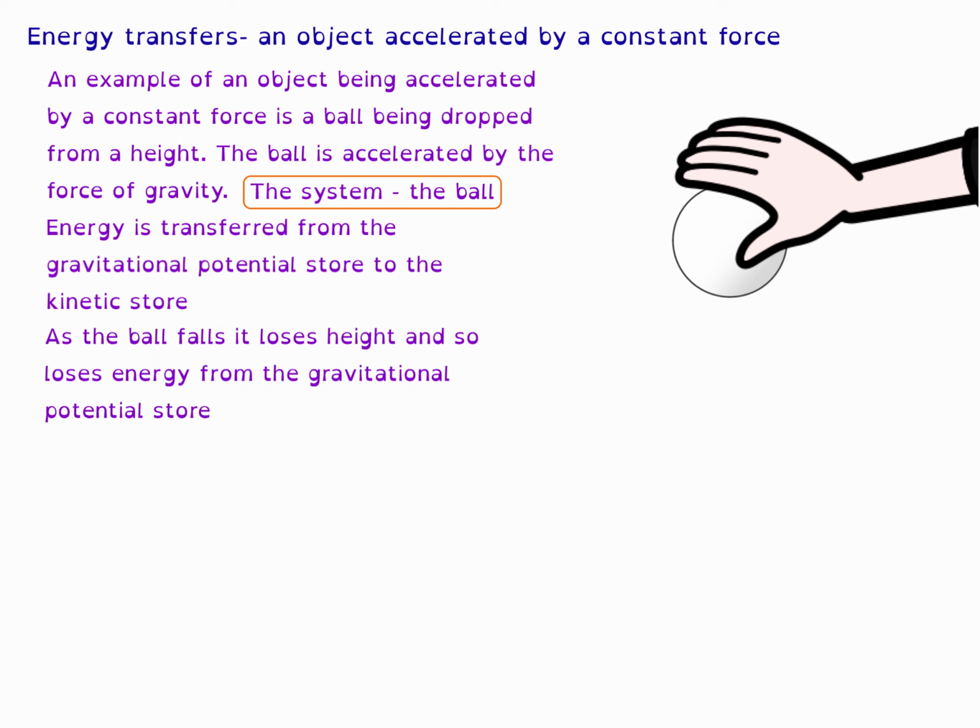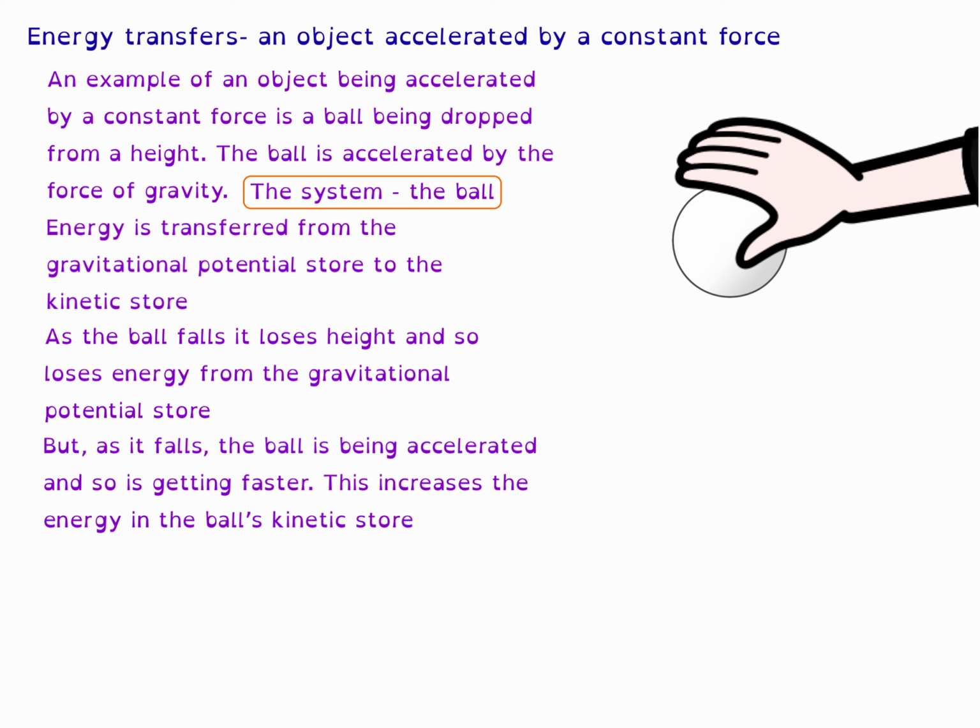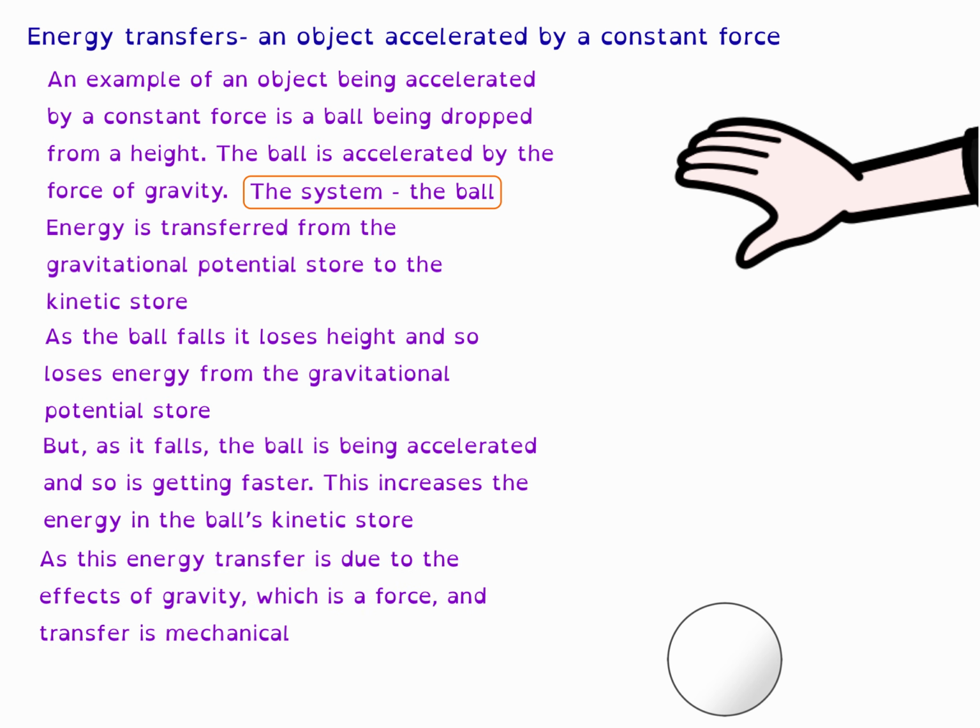As the ball falls, it loses height and so loses energy from the gravitational potential store. But as it falls, the ball is being accelerated and so is getting faster. This increases the energy in the ball's kinetic store. As this energy transfer is due to the effects of gravity, which is a force, the transfer is mechanical.